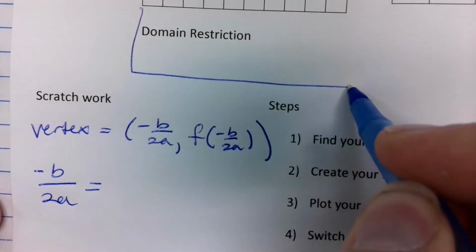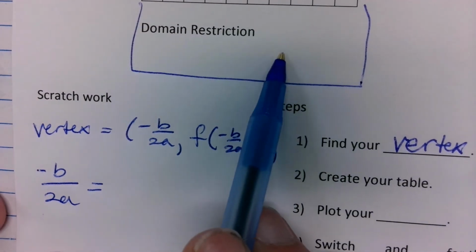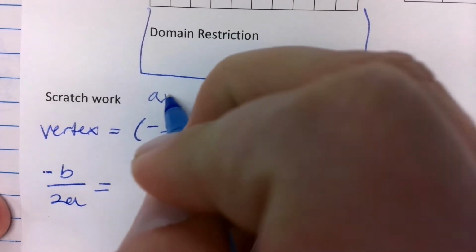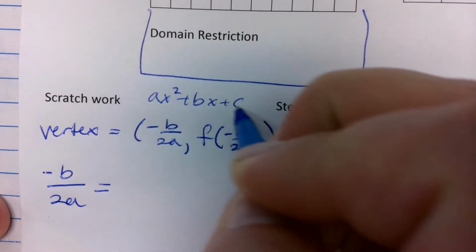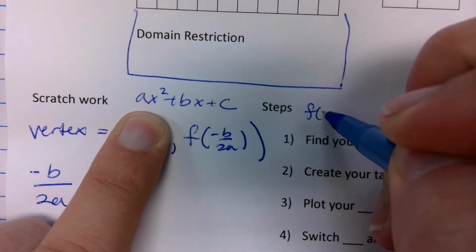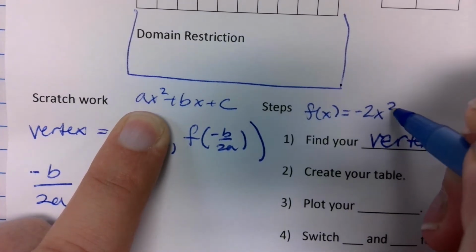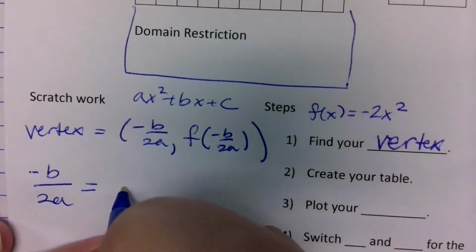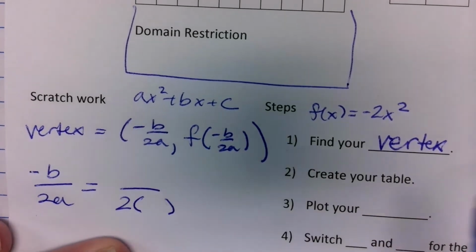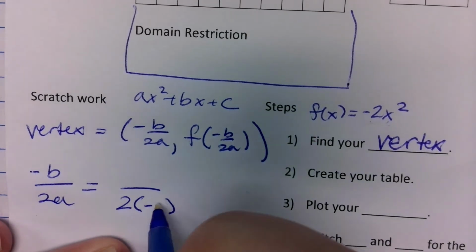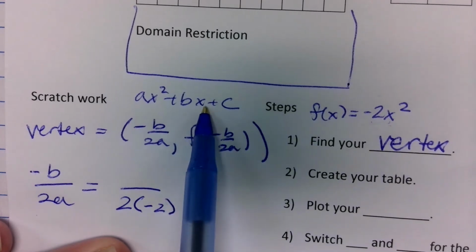I'm going to draw a box around my domain restriction because we're going to need that. But I'm just going to write some scratch work out here. Remember, I've got ax squared plus bx plus c. A is whatever number is in front of your x squared. Our equation is -2x squared. What number is in front of my x squared? -2. That goes here.